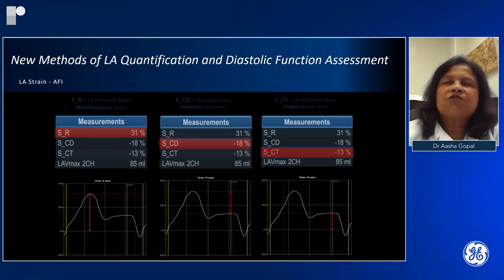The reservoir strain is positive because the final value is greater than the initial value. The conduit and contraction strains are negative because the final value is lower than the initial value. You can see that here nicely displayed.